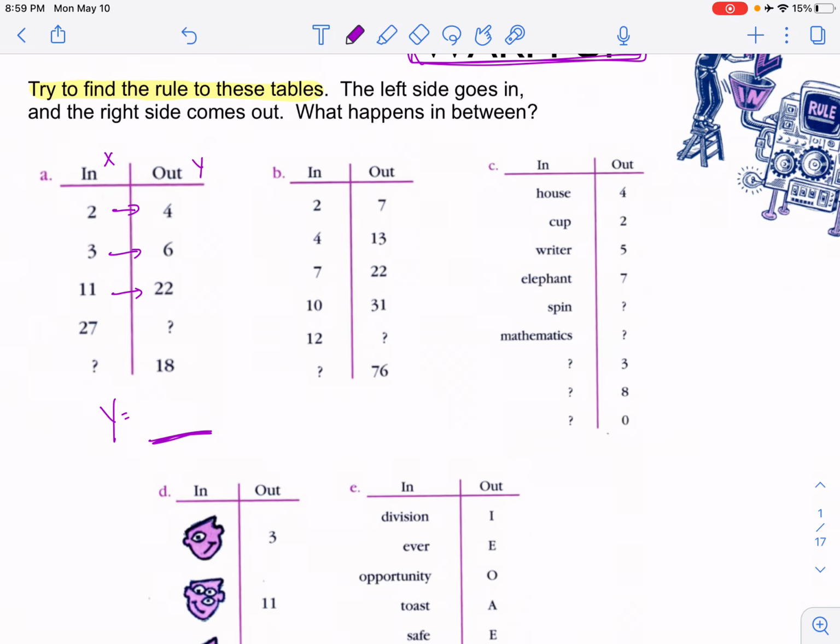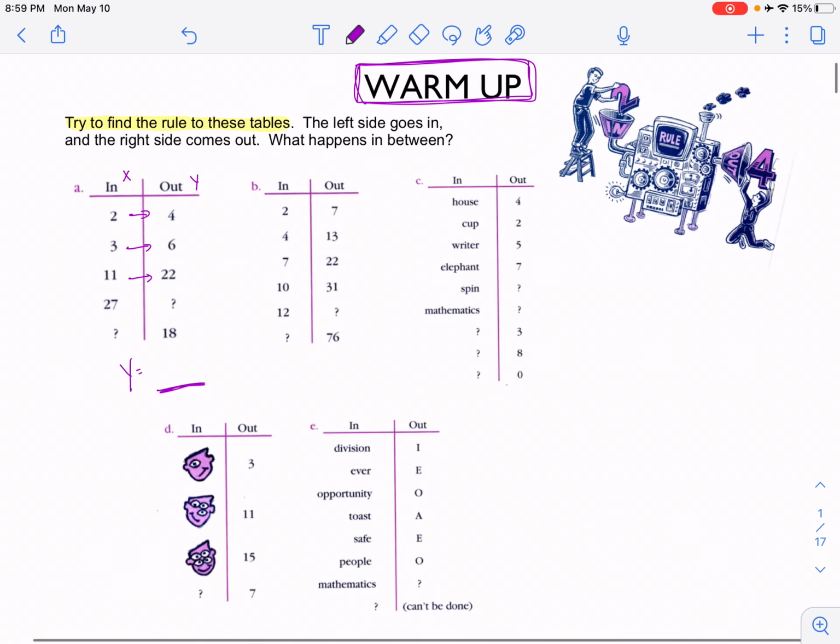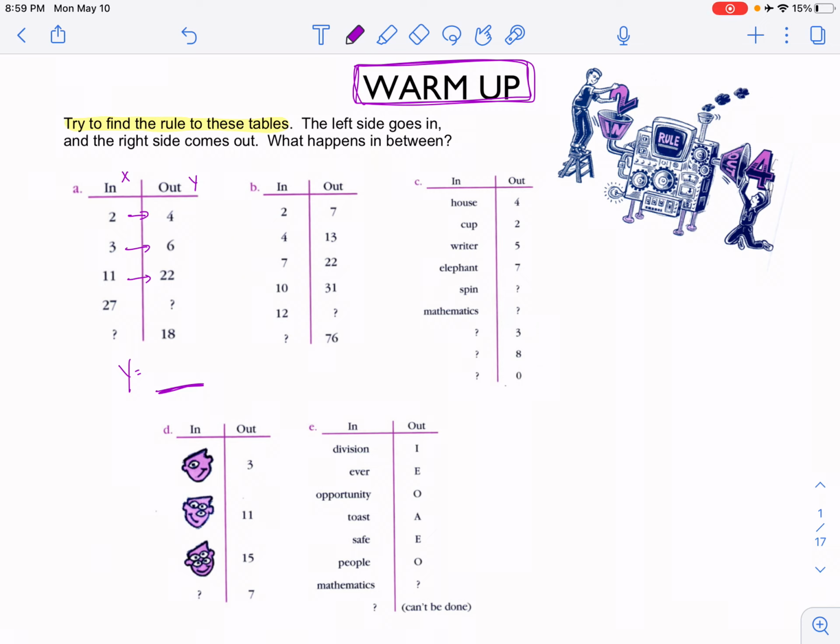Okay, so this is our warm-up. I don't want you to get too rowdy. I want you to try and do it mostly on your own, but feel free to press pause and give these a try. And if you're totally stuck, you can work as a group. When you're done with A, B, C, D, and E, all 5 of them, come back to the video and I'll go over the answers with you. Okay, so press pause now.